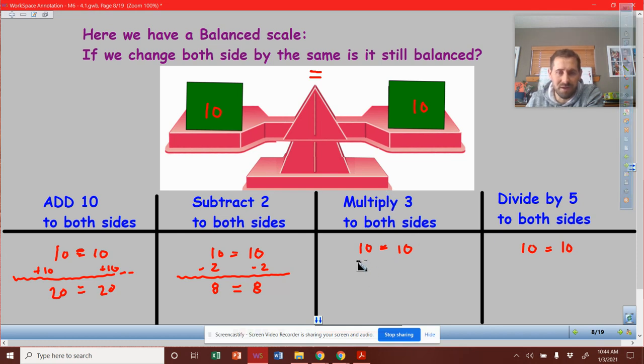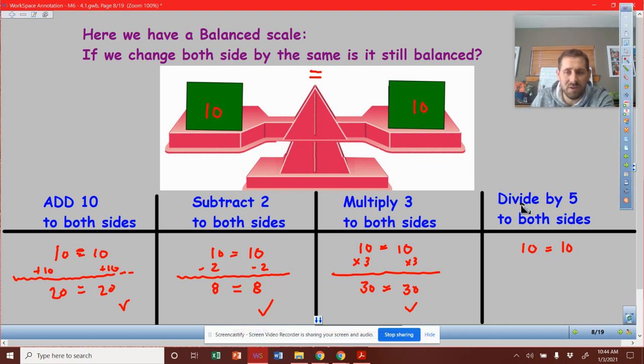So now we're multiplying by 3. So I'm going to do times 3 here and times 3 on this side. Draw my squiggly. 10 times 3 is 30. My equal sign comes down. 10 times 3 is 30. So what we're noticing, it doesn't matter what we do, as long as we're fair and do one thing to one side and do the same thing to the other side, we're going to keep this equation equal, even when you divide. So with divide, we're just going to put a fraction bar, which also is division. So we're dividing by 5 on both sides. We're going to do a squiggly. Okay, 10 divided by 5 is 2, and 10 divided by 5 is 2.